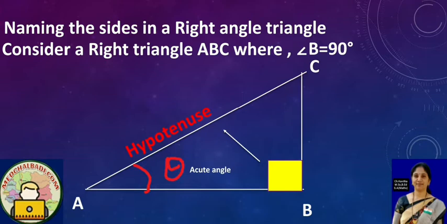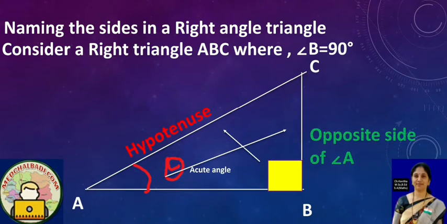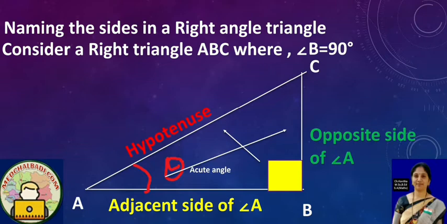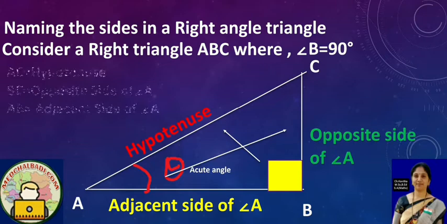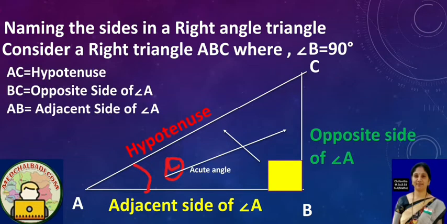Okay, and after that, based on A, which side is opposite? So clearly we can say that BC is opposite to angle A or angle theta. So this BC becomes the opposite side of angle A. And the third side AB is adjacent to angle A or angle theta. So this becomes the adjacent side of angle A. So AC is the hypotenuse, BC is the opposite side of angle A, and AB is the adjacent side of angle A.